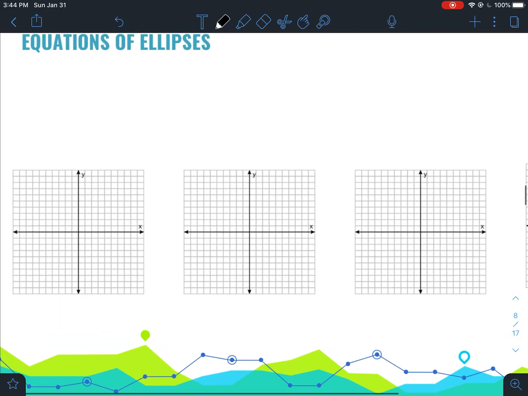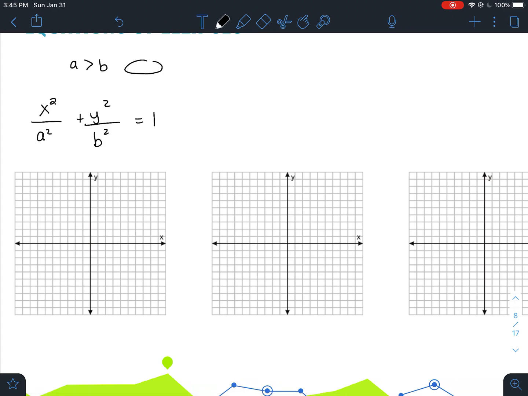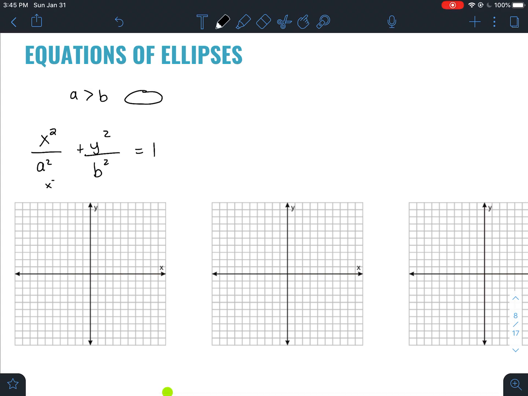So the equations of ellipses. You can have up and down ellipses, or you can have left and right ellipses. The equation of an ellipse would be x squared over a squared plus y squared over b squared equals 1. If a is greater than b, and a is underneath x squared, then it's going to be an ellipse that's longer left and right. So for instance, if we had x squared over 16 plus y squared over 4, since we didn't move the x or the y, the center of this ellipse is going to be at (0, 0).